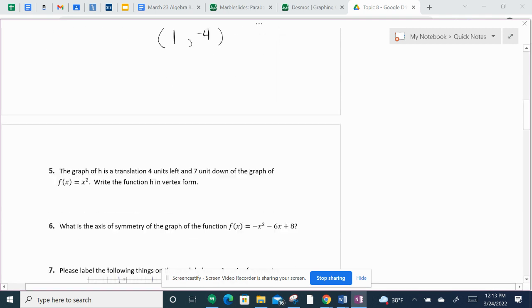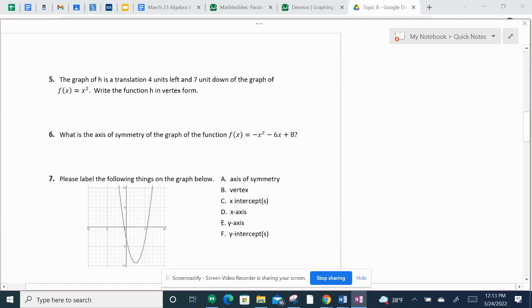All right, next question says, the graph of h is a translation 4 units to the left and 7 units down. Write that function in vertex form. So we're going to write the function h of x is equal to, now because it's asking for vertex form, I'm going to go ahead and set up my vertex form and say x.